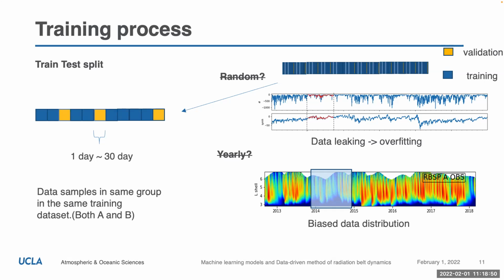So what we did is that we grouped our data samples into several days. Instead of selecting randomly or yearly, we grouped them in small bins. And then we randomly split the data as groups into training, validation and test data sets, and make sure that the data samples at the same time are in the same data set for both A and B satellites to avoid the data leakage problem.